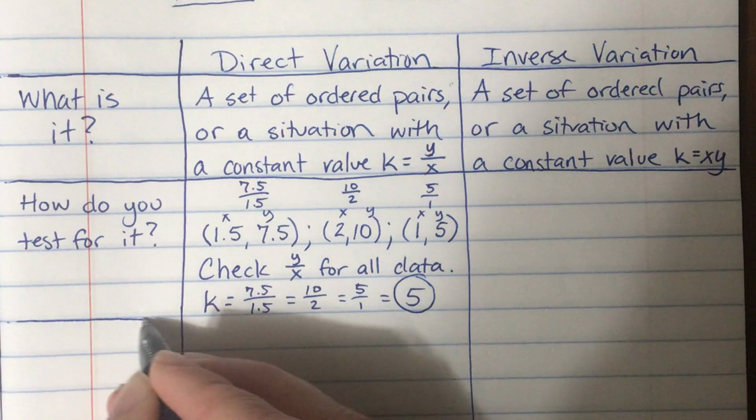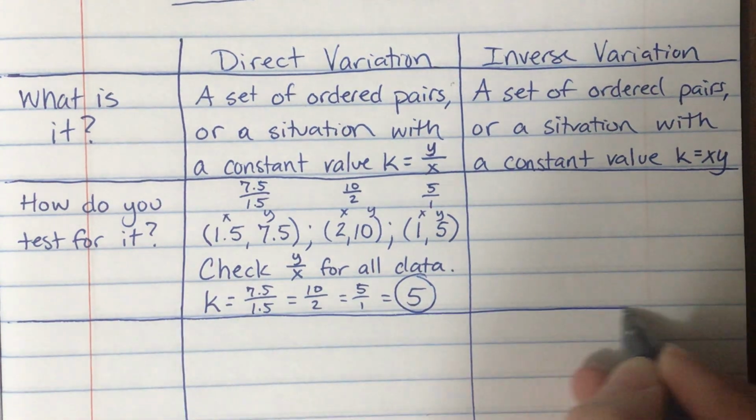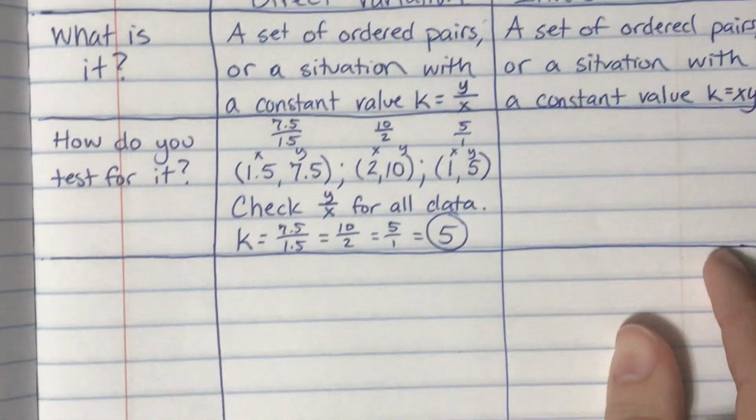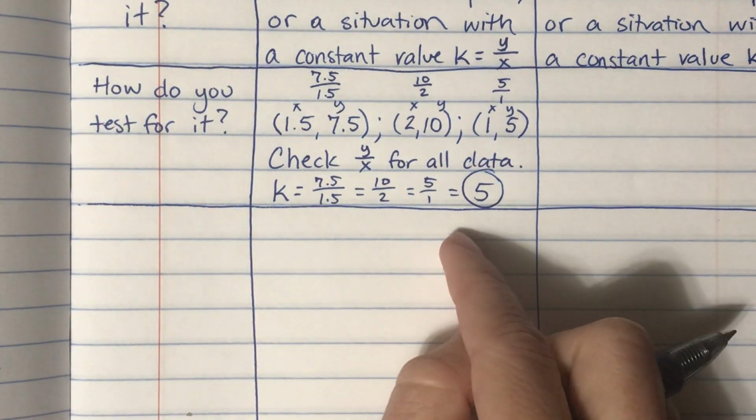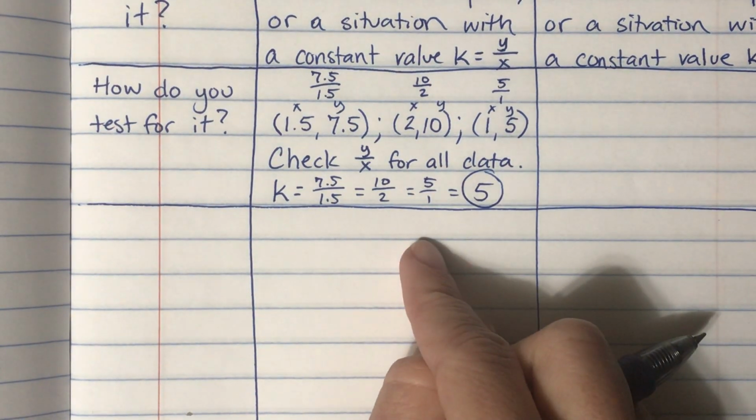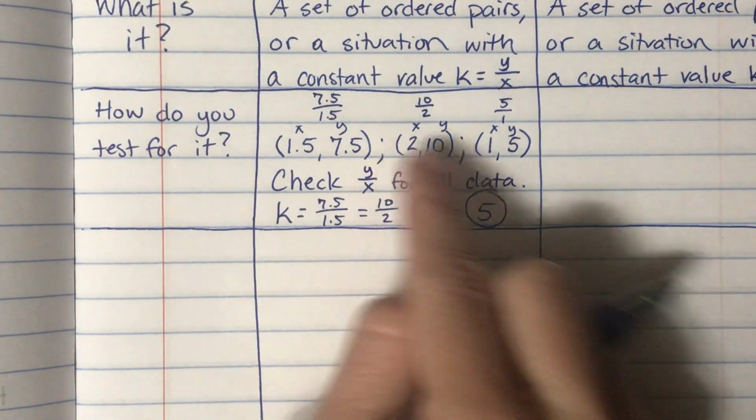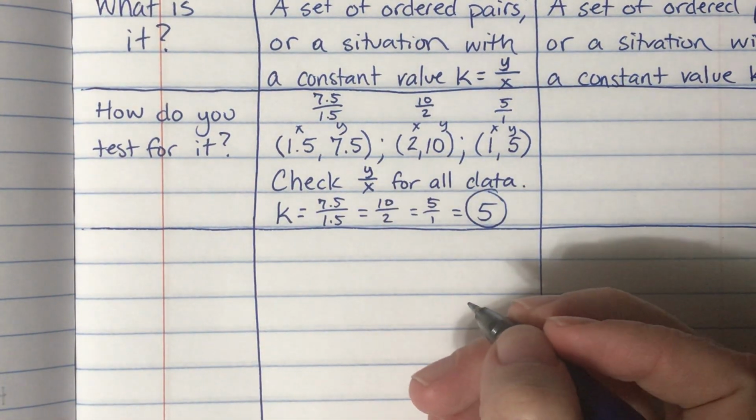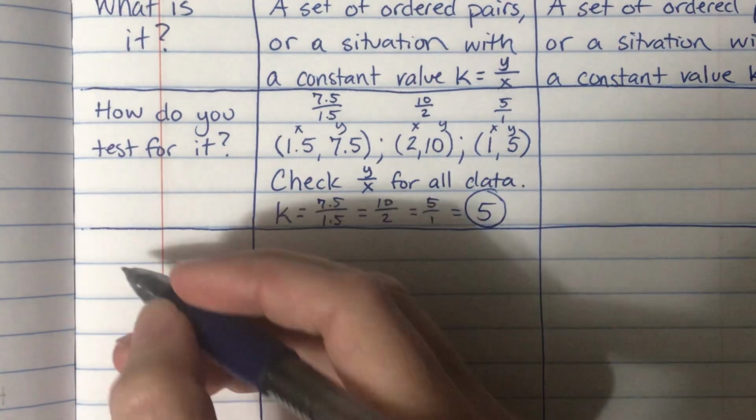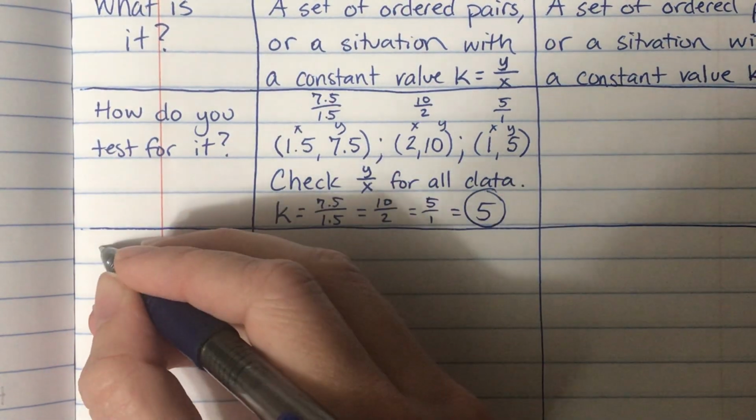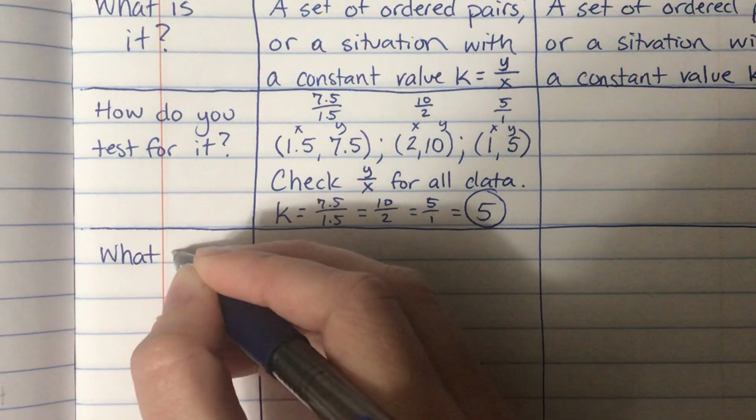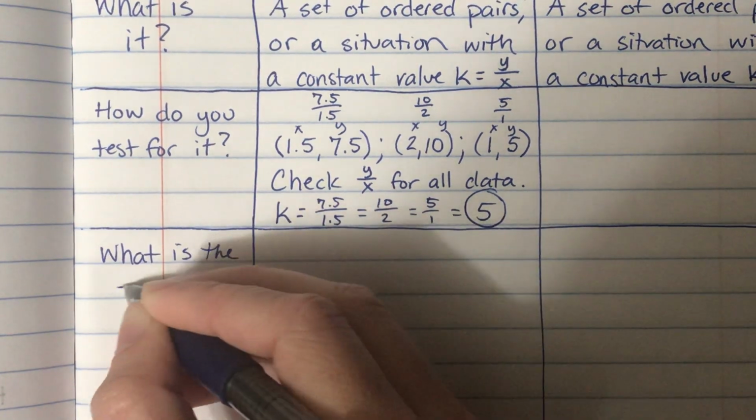All right. And so actually, in the spirit of this example, I'm going to go ahead and split this off. We'll come back to inverse variation here in just a second. But let's just think about direct for just a second. Let's think about what this means. Okay, so if this is true, if there's this same relationship, this constant value between all of the data, then there must be an equation. So the next question we're going to ask is, what is the equation?